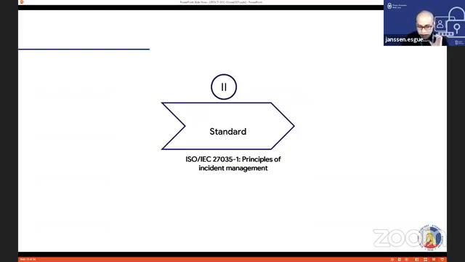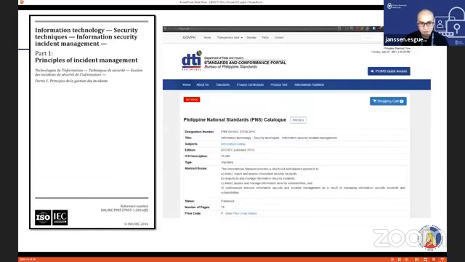Pasadahan na lang natin. Mabilis na lang po ito. So bear with me. These ISO standards provide the principles of incident management. A while ago we provided the different steps and necessary procedures on how to respond to security incidents, from evidence collection. So this one also provides the same. This is available po in our DTI website, Philippine National Standard.